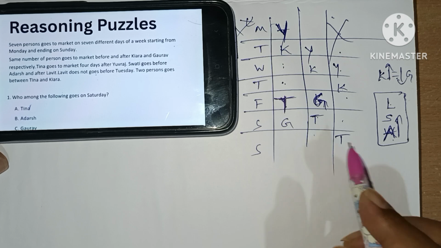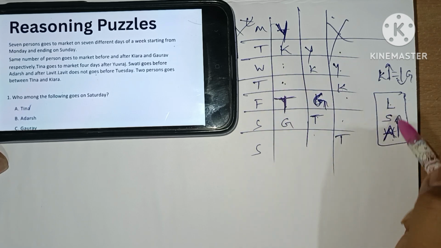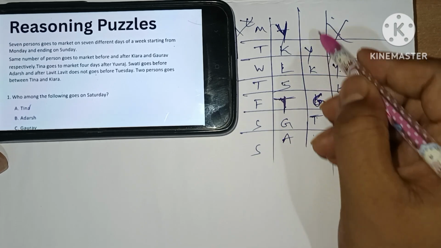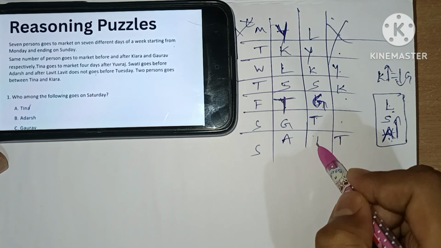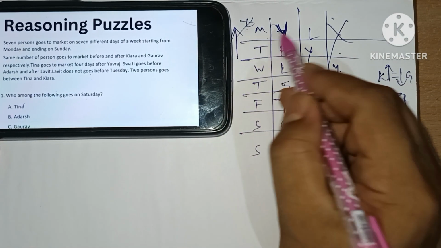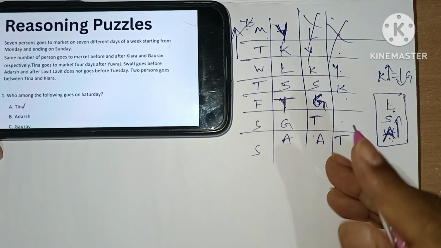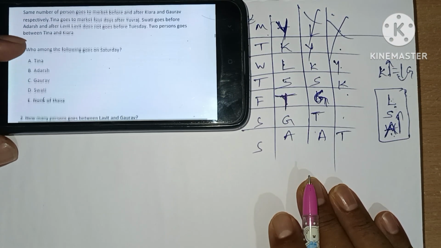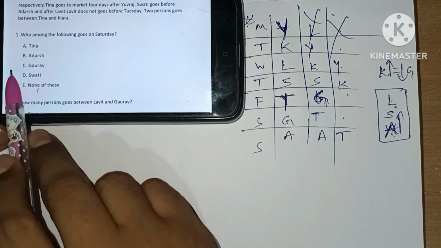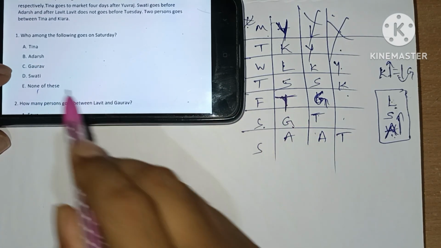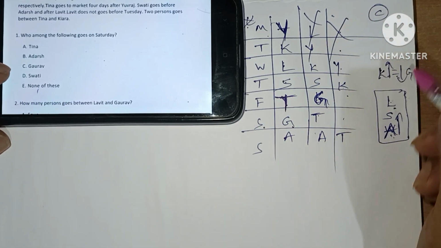We are left with only 3 persons, which we have as LSA. This is the place for LSA. In this case, L cannot be on Monday, so this case also fails. We are left with only one case, so this is the answer. Let's see the questions that are asked. Who among the following goes on Saturday? On Saturday, Gaurav goes. Option C is our answer.